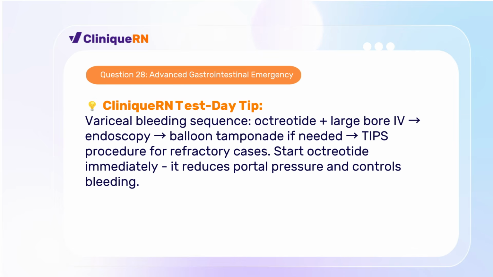Clinique RN Test Day Tip: variceal bleeding sequence. Octreotide plus large bore IV, then endoscopy, balloon tamponade if needed, and finally, TIPS procedure for refractory cases. Start octreotide immediately. It reduces portal pressure and controls bleeding.